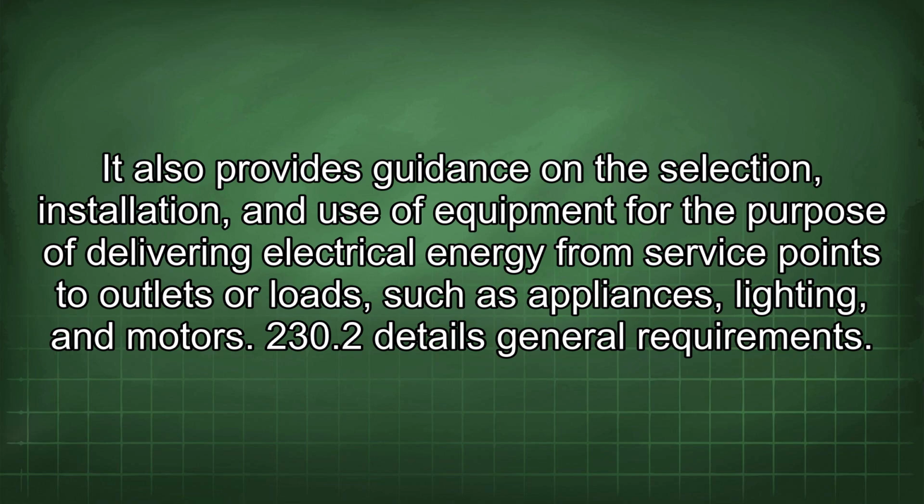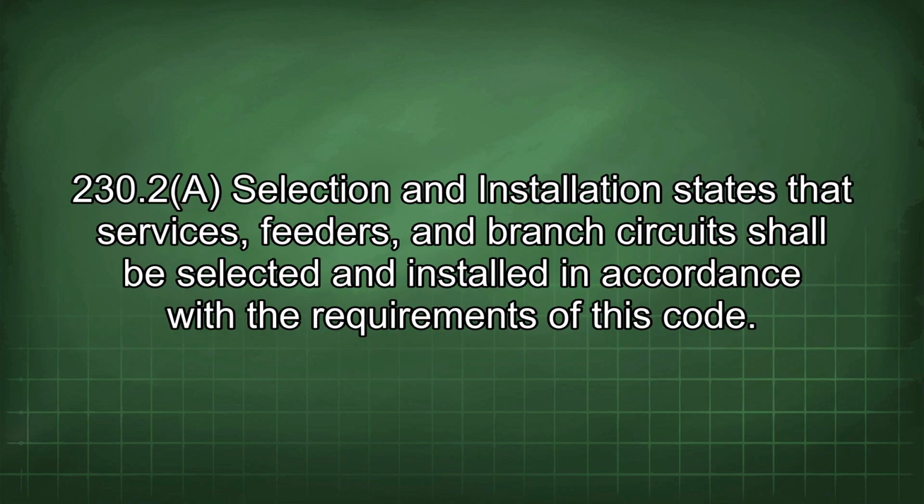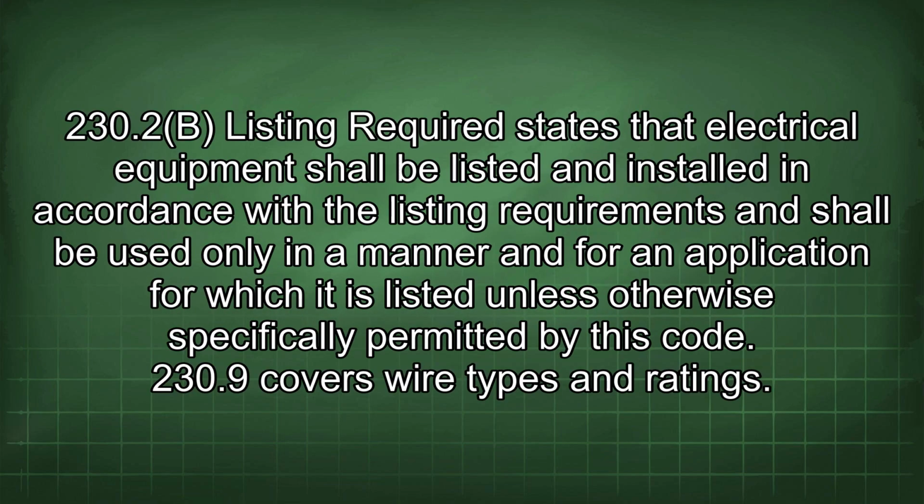230.2 details general requirements. 230.2(A) selection and installation states that services, feeders, and branch circuits shall be selected and installed in accordance with the requirements of this code. 230.2(B) listing requires that electrical equipment shall be listed and installed in accordance with the listing requirements and shall be used only in a manner and for an application for which it is listed unless otherwise specifically permitted by this code.